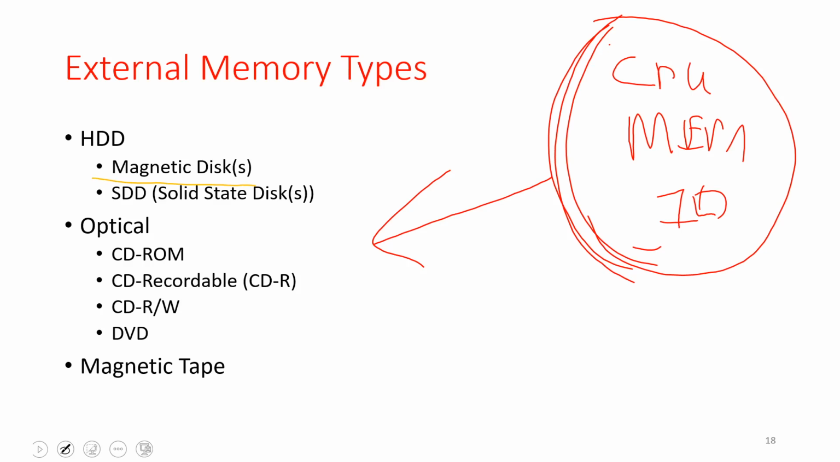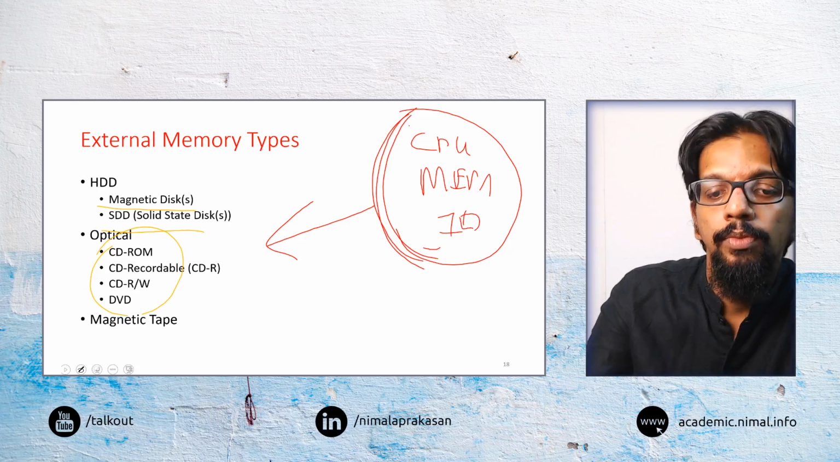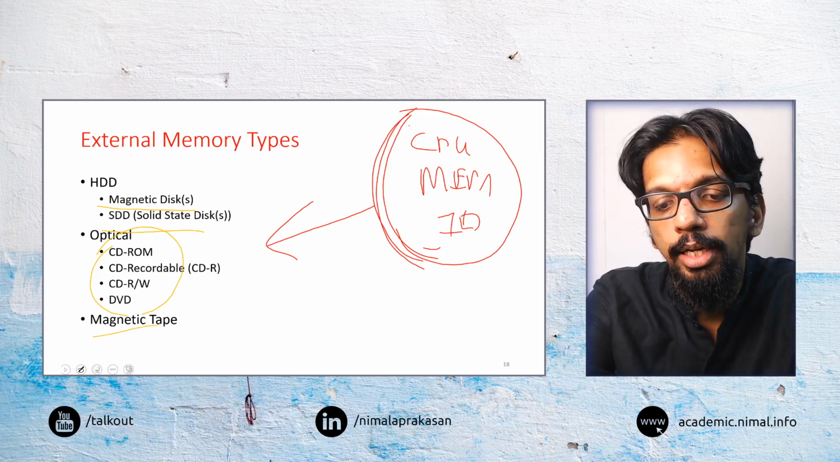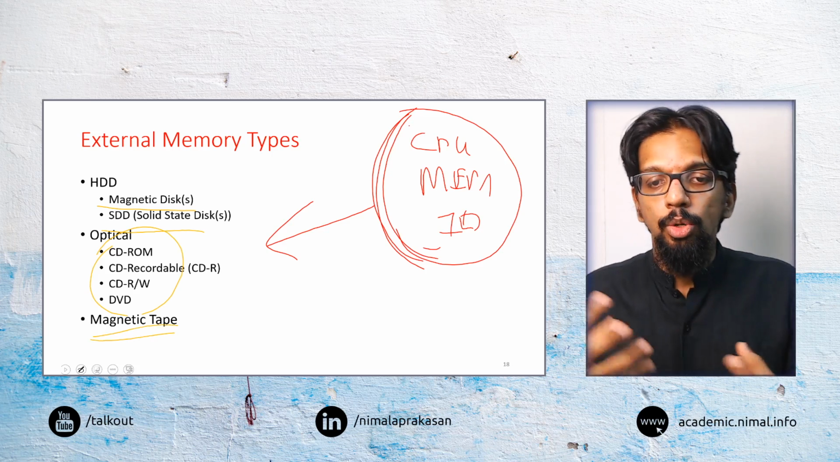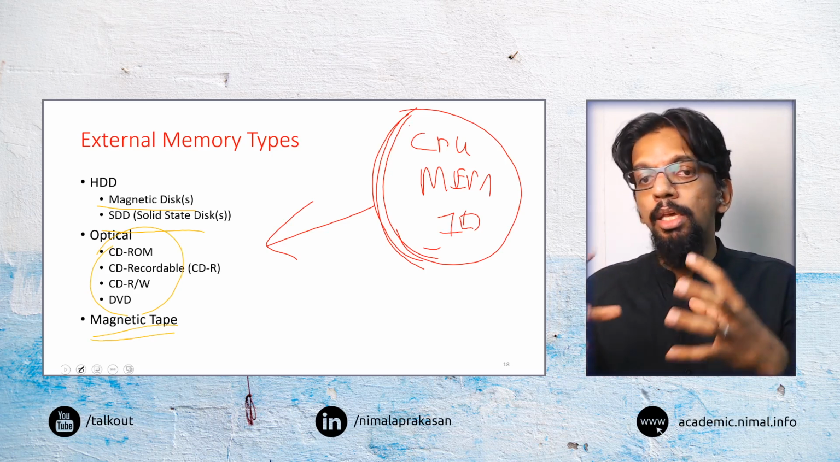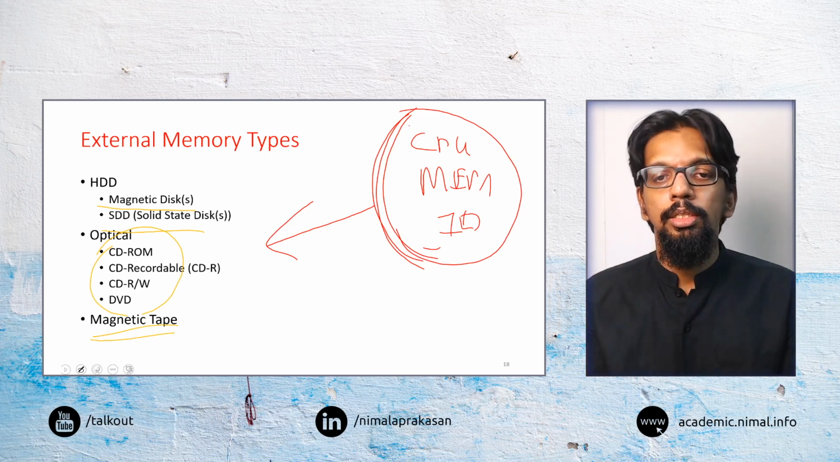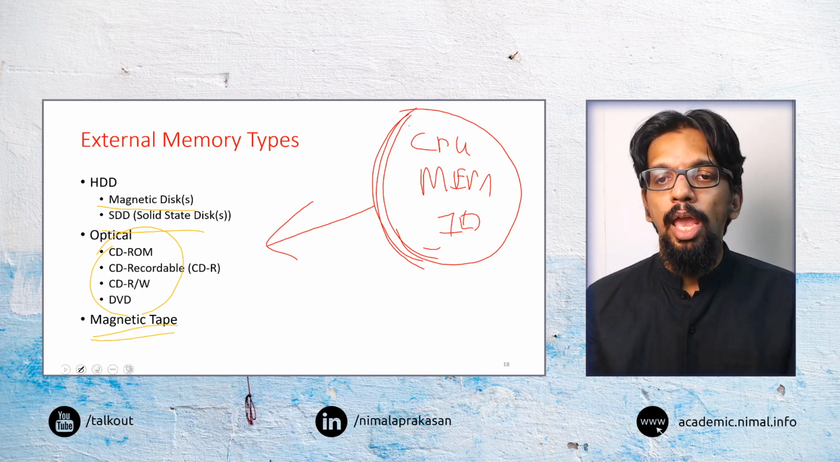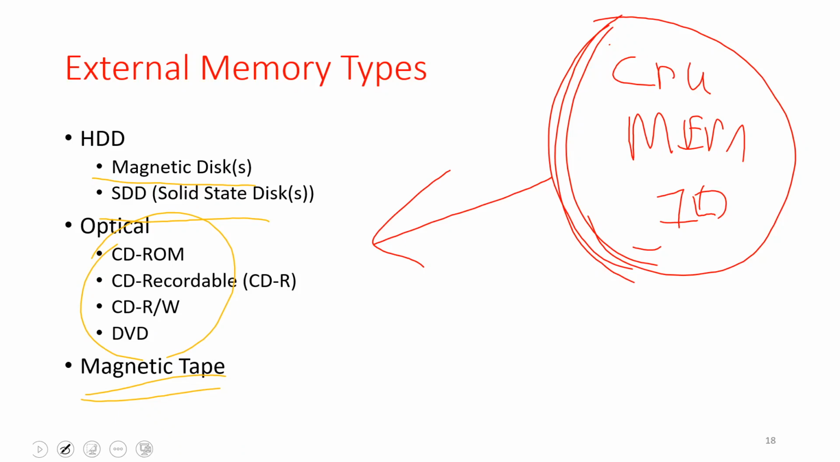Here we can have magnetic hard disks, solid state hard disks, storage mediums like CD-ROMs, DVDs, Blu-rays and so on, and we can also have magnetic tapes. Any sort of storage medium that is outside of the CPU, memory and IO trilogy can be considered an external memory type.